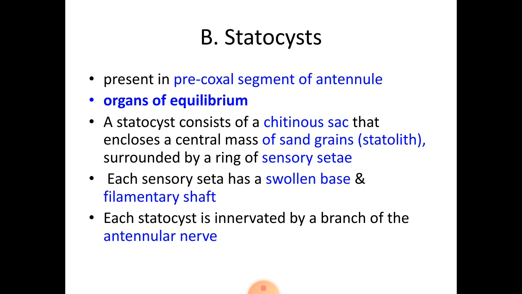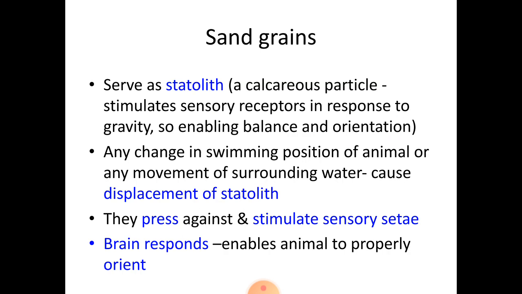The second sense organ is a statocyst, which is present in the precoxal segment of antennule. They are the organs of equilibrium. It consists of a chitinous sac that encloses a central mass of sand grains which function as statolith, a calcareous material, and its granules are surrounded by a ring of sensory setae. Each sensory seta has a swollen base and filamentary shaft, and it is innervated by a branch of antennular nerve. Here the sand grains serve as a statolith.